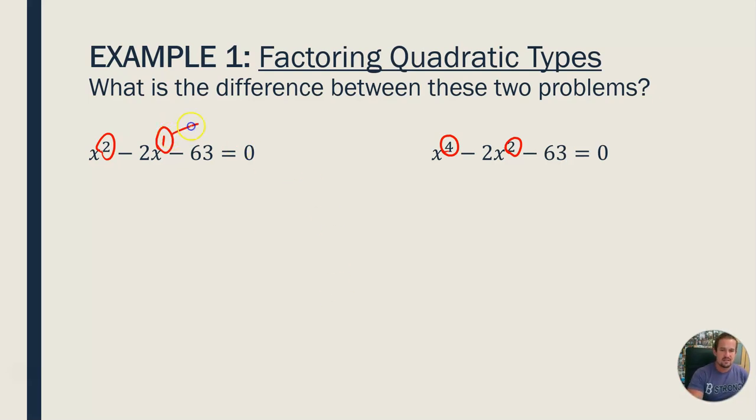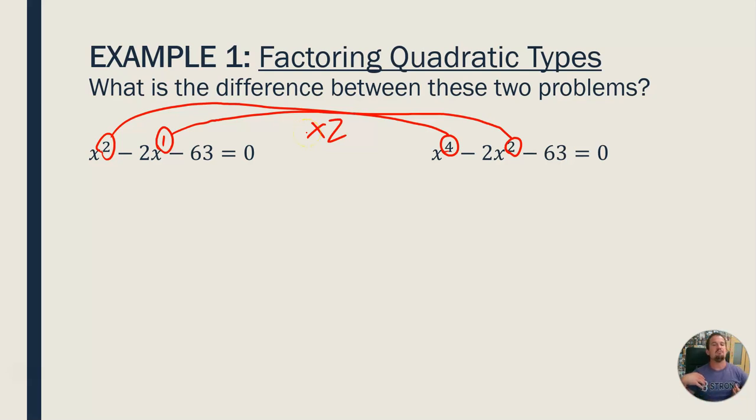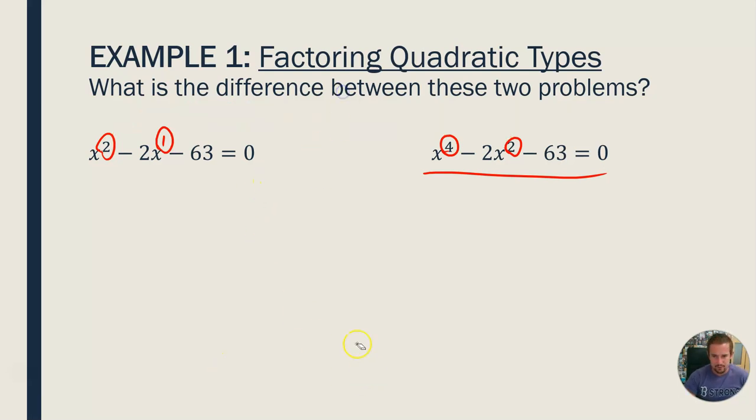Notice that to get from this exponent to this exponent, I double the exponents. I multiply them by 2. This goes from x squared to x to the fourth. This goes from x to the 1 to x to the second. This is what we call a quadratic type equation. It looks and acts a lot like a quadratic equation, but all the exponents are doubled. Why is that helpful to us?